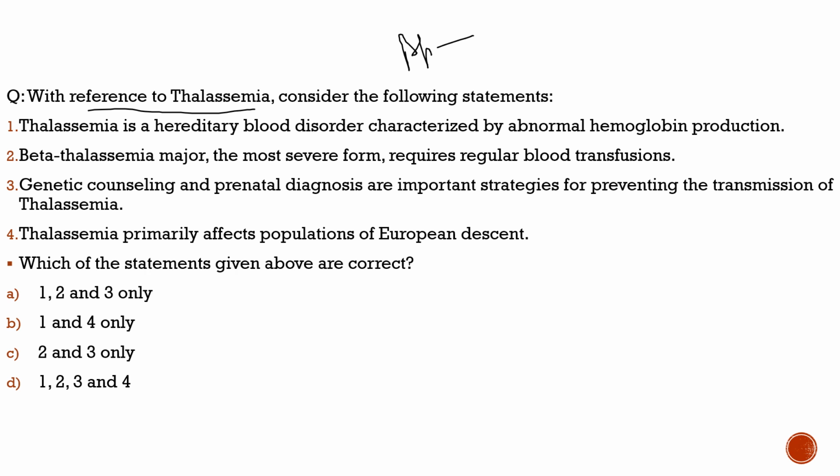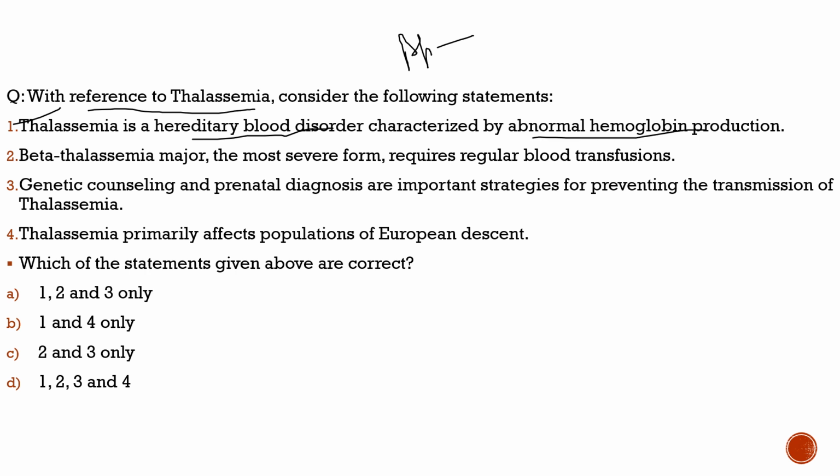So let's solve the question and understand what thalassemia is. In this, the body will have less hemoglobin. It is an issue with hemoglobin. So let's discuss this question. The question says, with reference to thalassemia, consider the following statements. First statement: thalassemia is a hereditary blood disorder characterized by abnormal hemoglobin production. 100% correct.